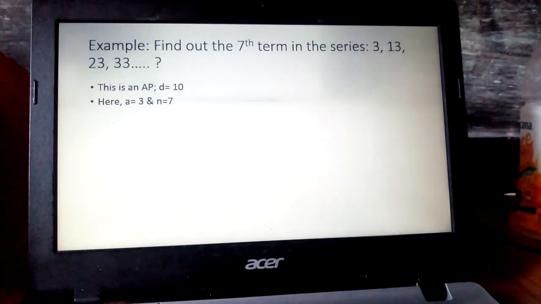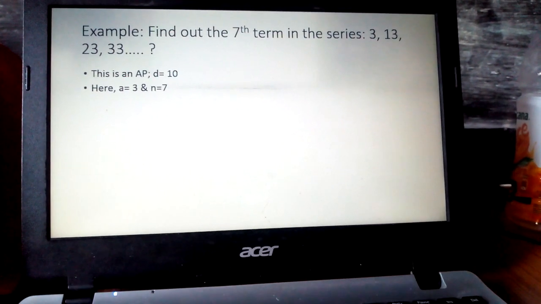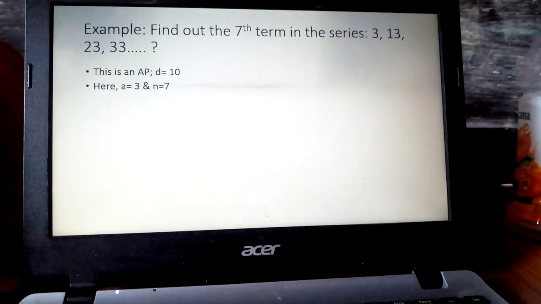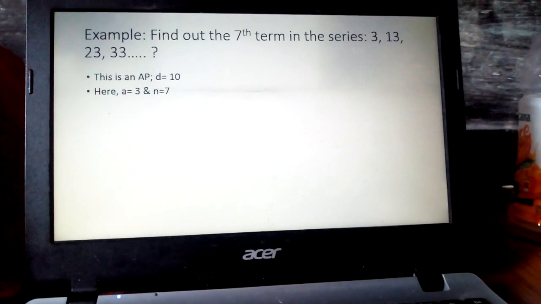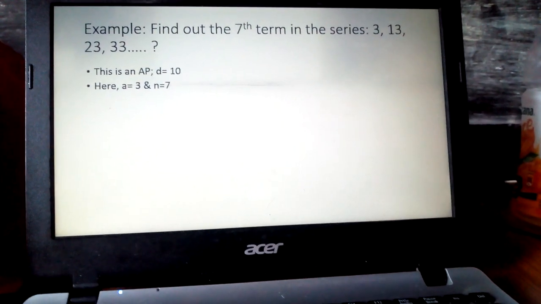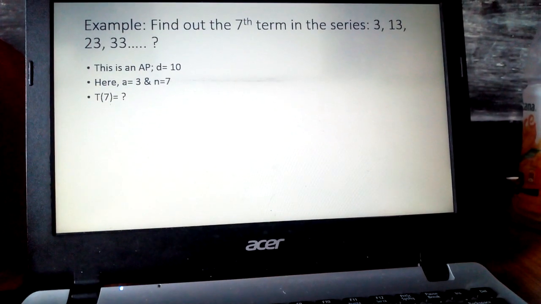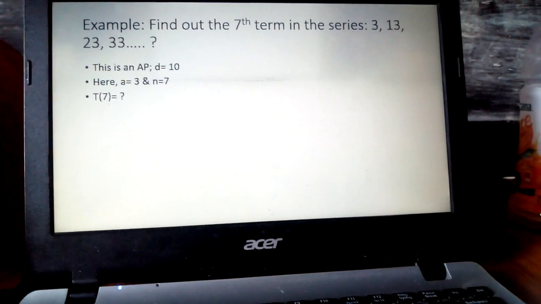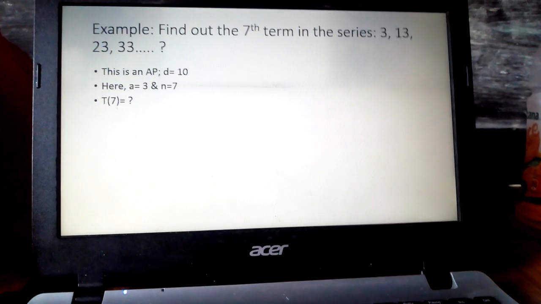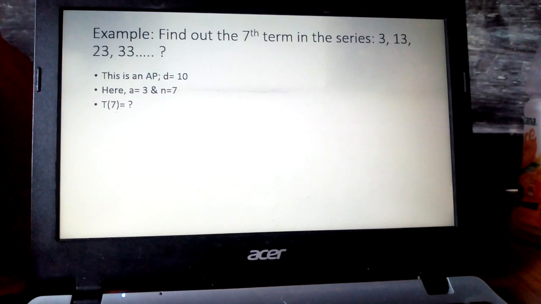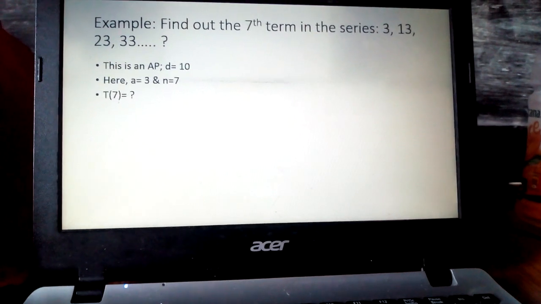7th or maybe 17th, or in this case it is 7th, it could be 17th, it could be 700th, it could be 10th, it could be 20th. So the number of the term which you want to find out. So N is equal to 7 because we need to find out the 7th term. So basically we have to find out T7. T7 stands for the 7th term. You might find a difference in notations in different books, but the ultimate formula would be the same.